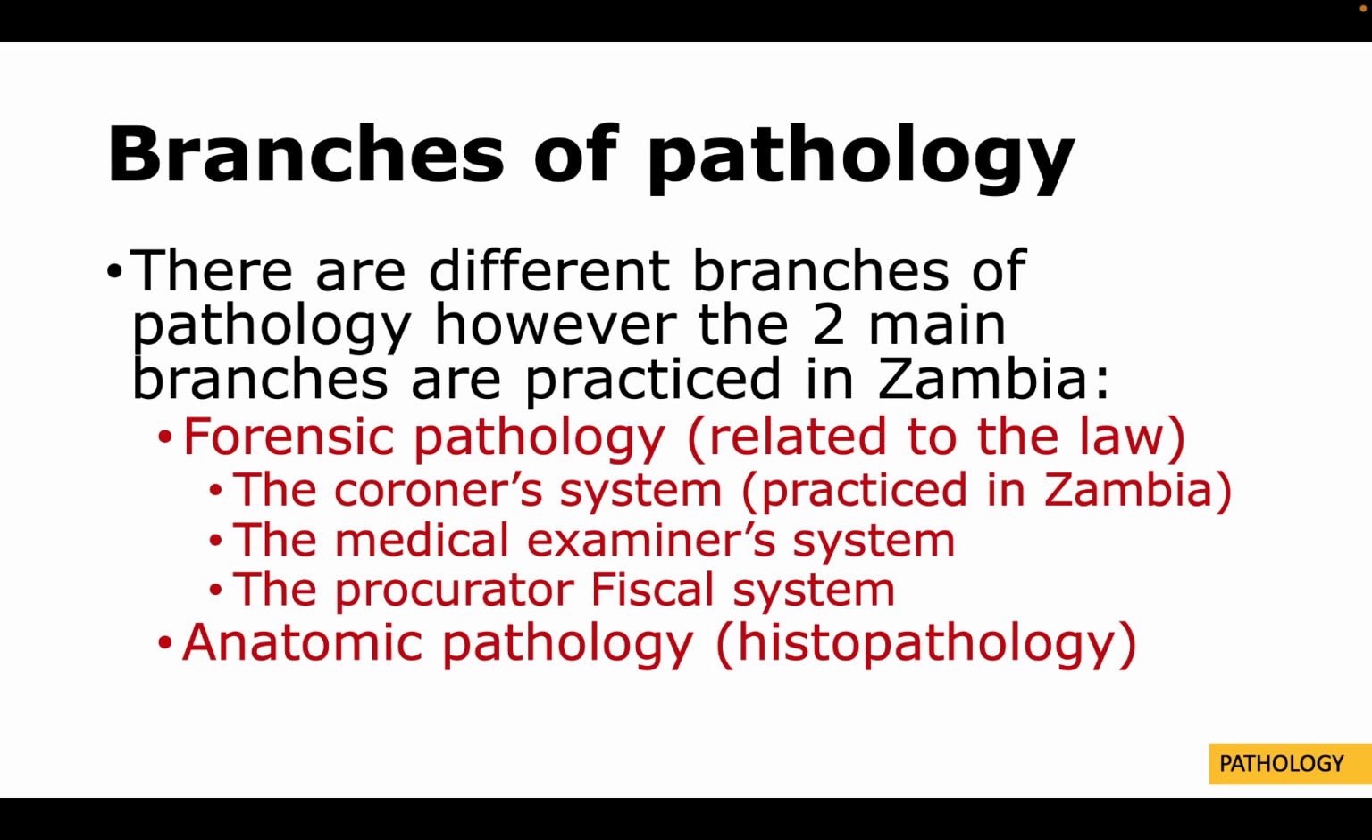In terms of forensic pathology worldwide, it's largely divided into three main types. There's what is known as the coroner system, which is what we see in Zambia. I'll talk about it briefly. Then we also have what is known as the medical examiner's system and the procurator fiscal system. The one that we practice here in Zambia is the coroner system, and I think it's practiced in most countries that are colonies of the United Kingdom, and a lot of countries practice this coroner system. But in America, I think in some states of America, they use the medical examiner's system.